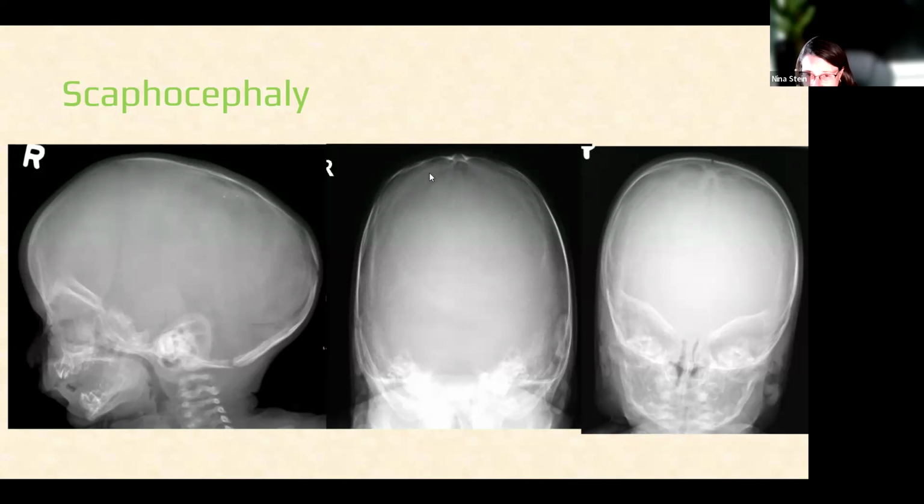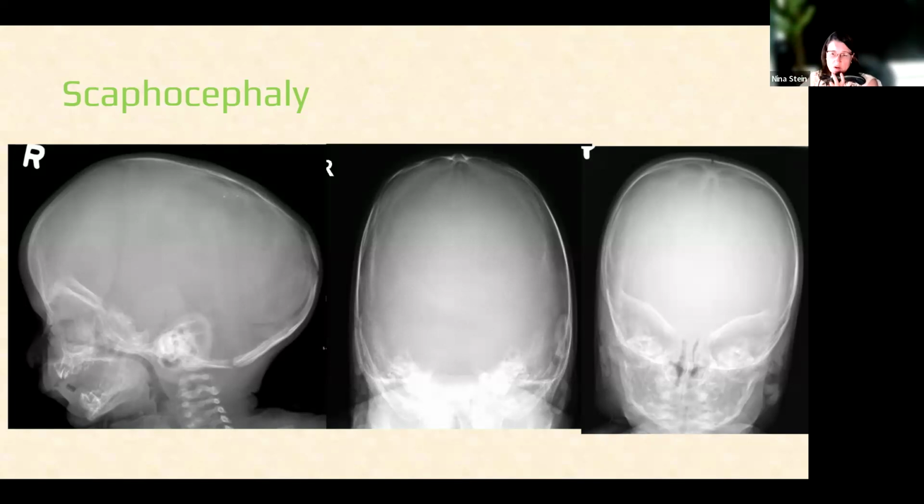In this particular case, obviously, we know already the head shape is abnormal, and that gives us a clue on which suture we should be looking at to find the problem, and we can see the ridge and the fusion of the sagittal suture here, right? In the Towne view and also in the AP view.